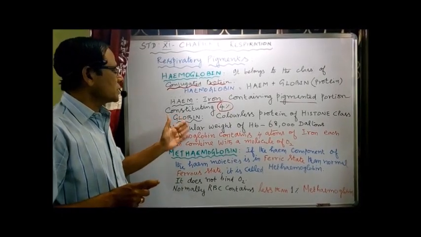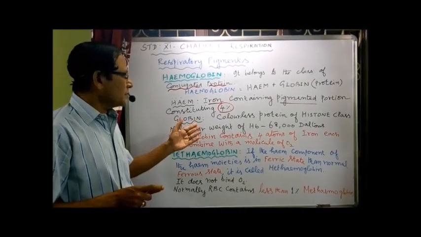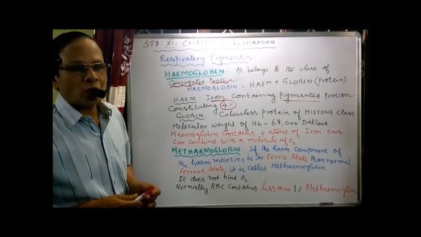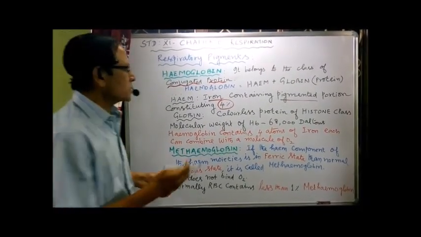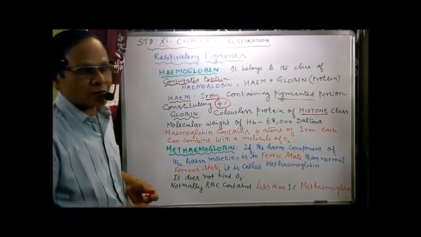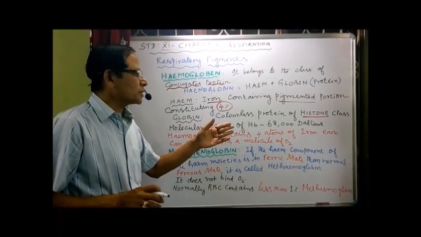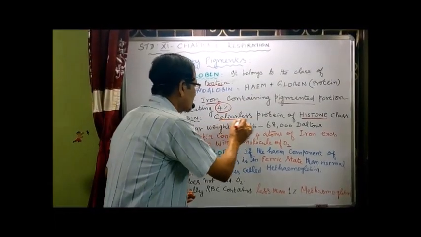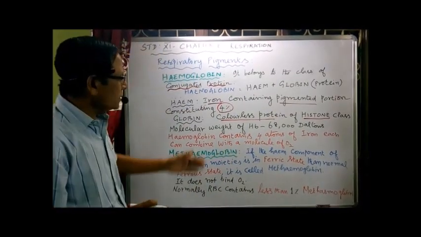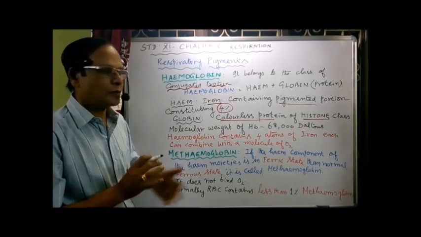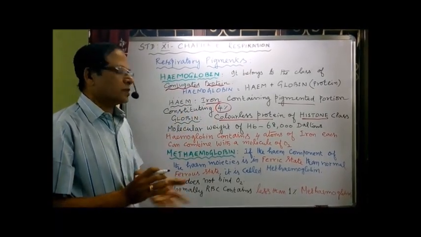The next part is the globin. It is nothing but a colorless protein, which belongs to one class, the histone class. We have different types of proteins, different classes of proteins. One type of protein is a basic protein, called histone. So it is a colorless protein, that is globin. Normally it is formed of 4 polypeptide chains, 2 alpha chains and 2 beta chains. It is not given in the book.